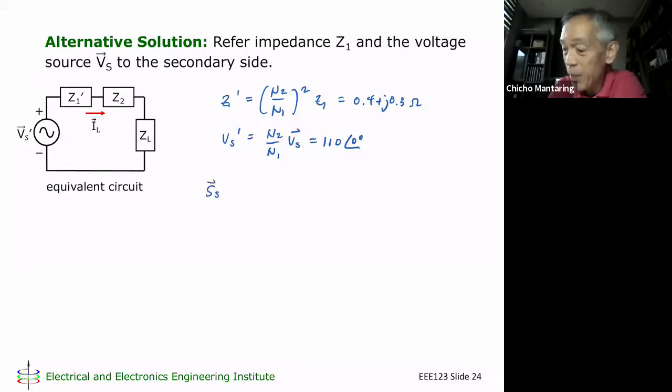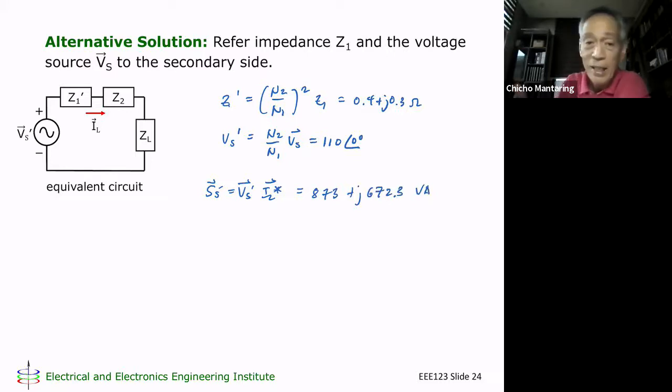S prime, which is equal to Vs prime times IL conjugate, I'm going to get exactly the same thing, 873 plus j672.3 volt-amperes. Why? Kasi kung ano man yung tinanggap ng source na power at reactive power, yun din yung matatanggap ng load. In other words, the transformer is transparent to power and reactive power. The transformer will just transmit it. So whatever we compute, if we had referred from secondary to primary, that's also what we would have computed if we refer from primary to secondary.